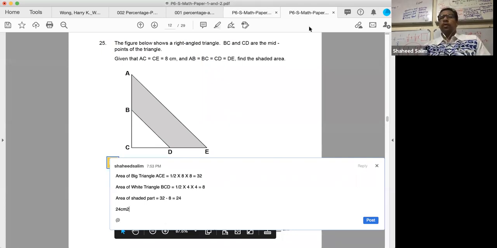Okay, another way, there's another way of doing this. Okay, Shafika, do you know this? You can have this triangle here. I can draw this triangle here.